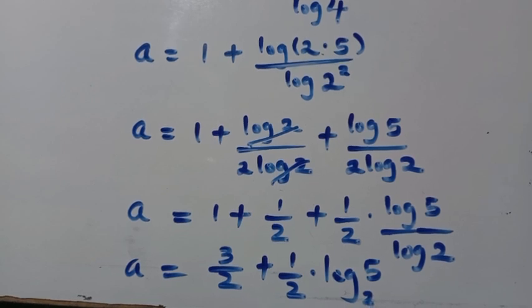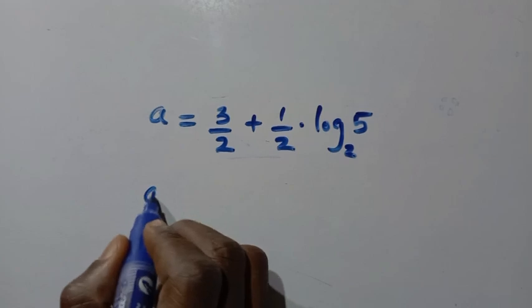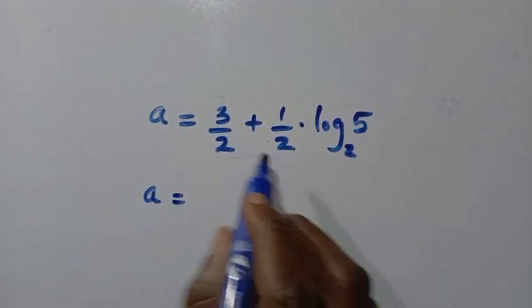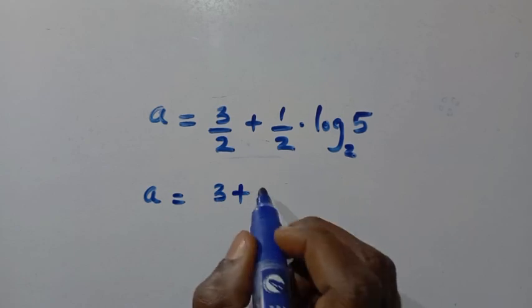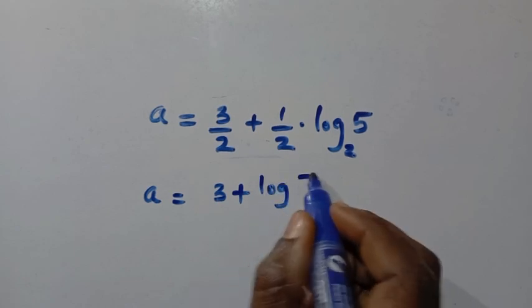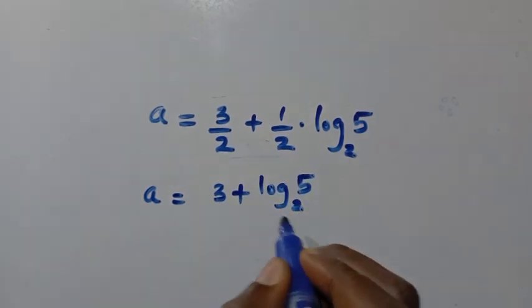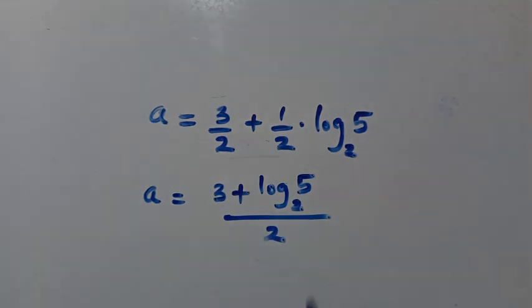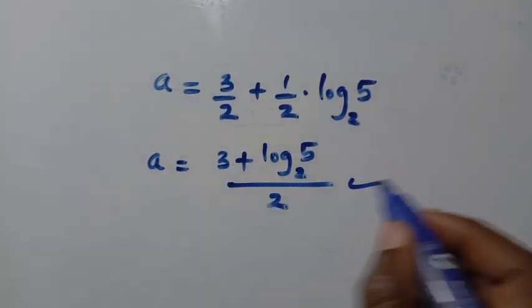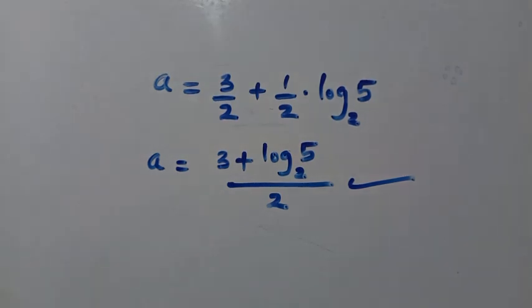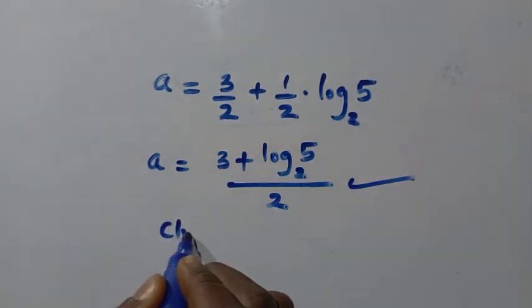Then we have a equals 3 plus log 5 base 2, all divided by 2. So this is the solution to this problem, and let's try to check.